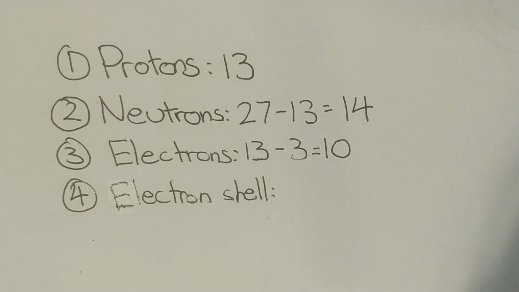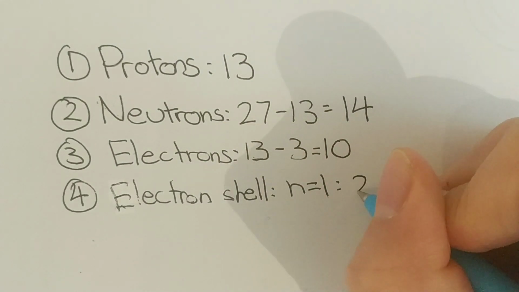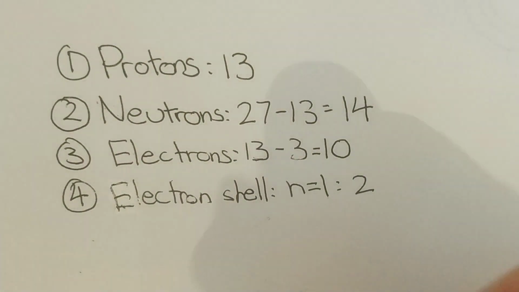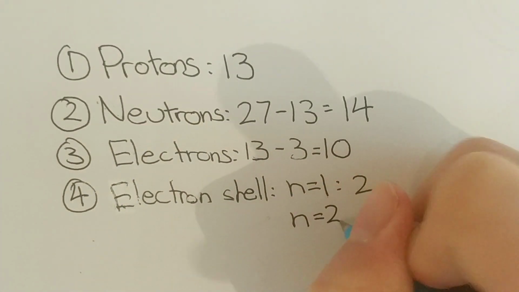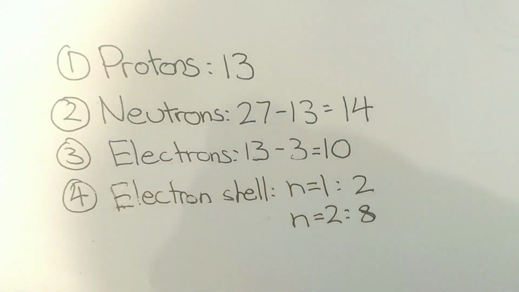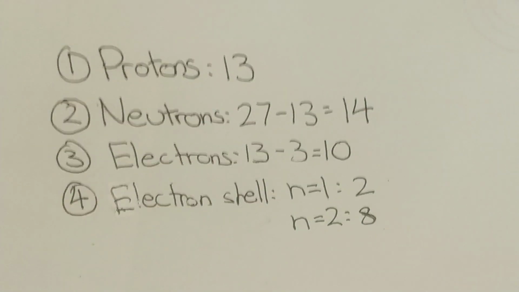Then for the number of electron shells, we know that we have 10 electrons, so imagine putting 2 electrons in the first shell since it can hold up to 2 electrons, and then we have 8 electrons left, so we put the remaining 8 electrons on the second shell, which gives us no electrons left. Therefore, we only need 2 electron shells.